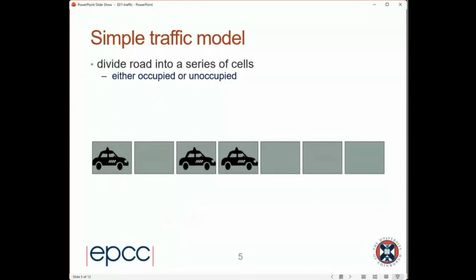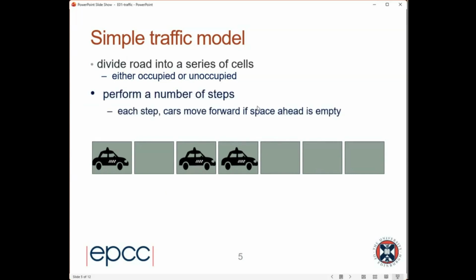And we have one and only one rule. We update the cellular automaton in a set of steps. Each step, if a car can move forward, it does, and if it can't, it doesn't. And it's an instantaneous update. So what we say is, that car can move, that one can't, and that car can move. We label them, then we move them. So we perform a number of steps. Each step a car moves forward if the space ahead is empty.